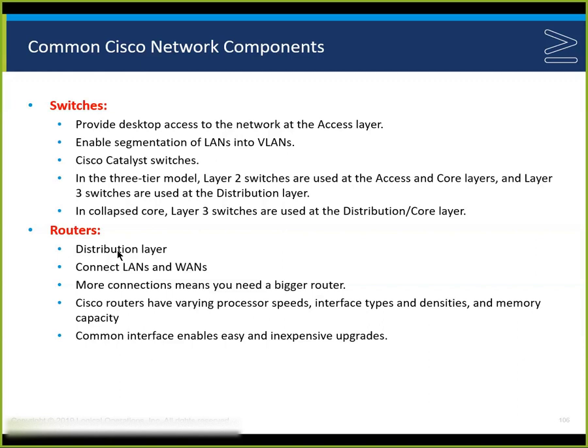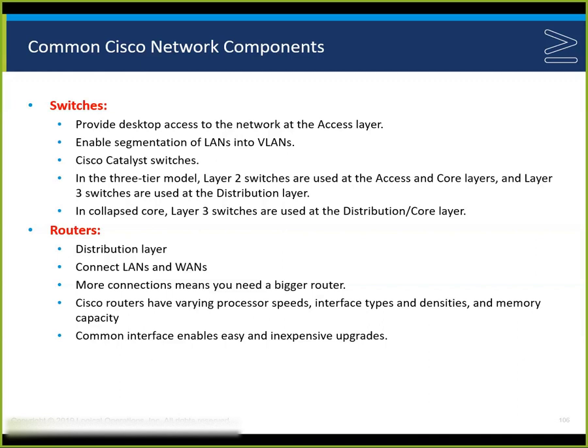The Cisco Catalyst switches in the 3-tier model, the layer 2 switches, they're at the access. They can be at the core layer, but I think what you'll find at the core layer is going to be layer 3 switches because they're going to be much higher speed, and that's the objective of the core layer. In the collapsed core, the one where we didn't have all of the devices, layer 3 switches are going to be used at the distribution or core layer. We have to use layer 3 switches because they have a routing capability to do that.